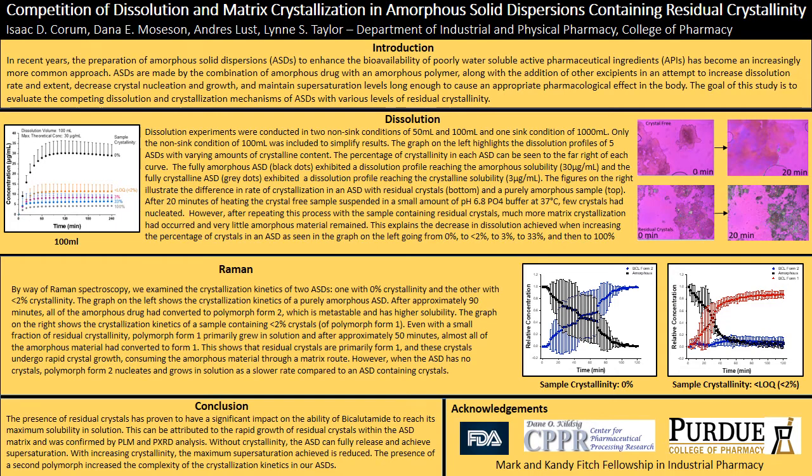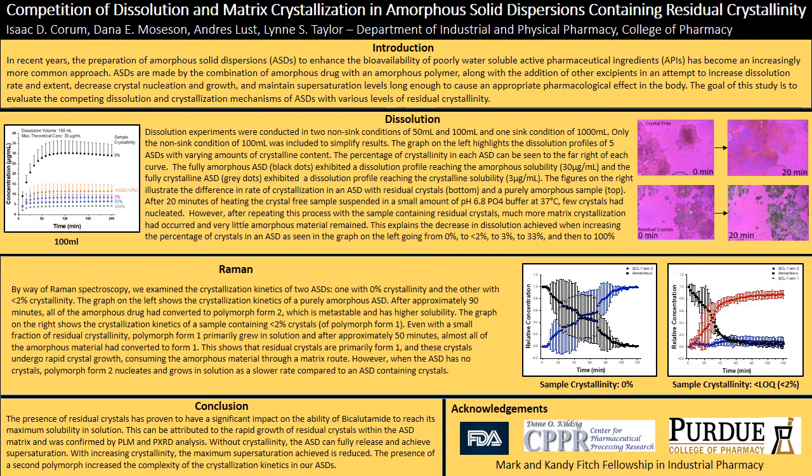This explains the decrease in dissolution achieved when increasing the percentage of crystals in an ASD, as seen in the graph on the left, going from 0% to 2% to 3% to 33% and then to 100%. By way of Raman spectroscopy, we examined the crystallization kinetics of two ASDs, one with 0% crystallinity and the other with less than 2% crystallinity.